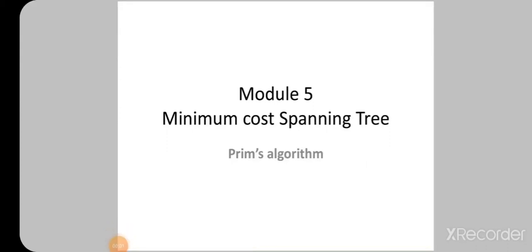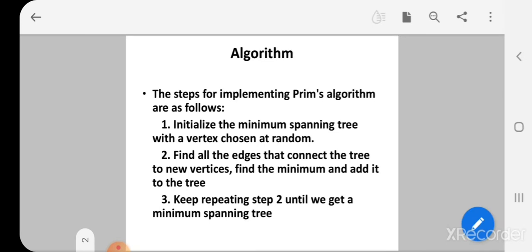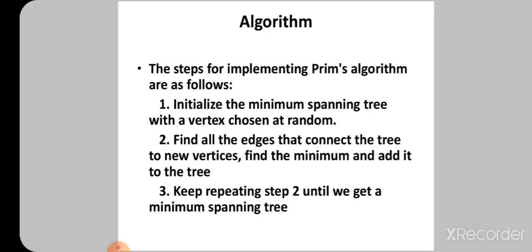Today we are going to discuss how to generate a minimum cost spanning tree using Prim's algorithm. The main steps in Prim's algorithm are as follows. First, initialize the minimum spanning tree with a vertex chosen at random. So first we need to select a vertex from the graph. Find all the edges that connect the tree to new vertices. Find the minimum and add it to the tree.